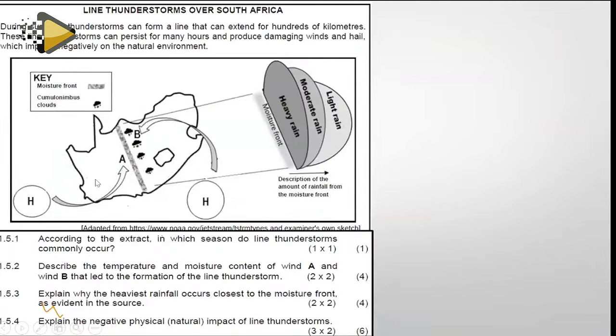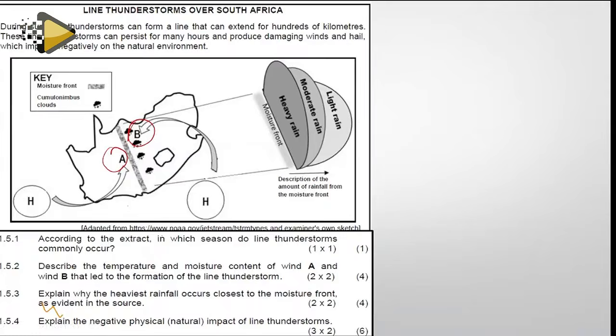Now, let's look here at the questions that were based on line thunderstorm. According to the extract, in which season do line thunderstorm commonly form? It should be during summer. Describe the temperature and moisture content of wind A and wind B. This is wind A this side, and this is wind B this side. We have already given the characteristics. We say this one is cold and dry, this one is warm and moist.